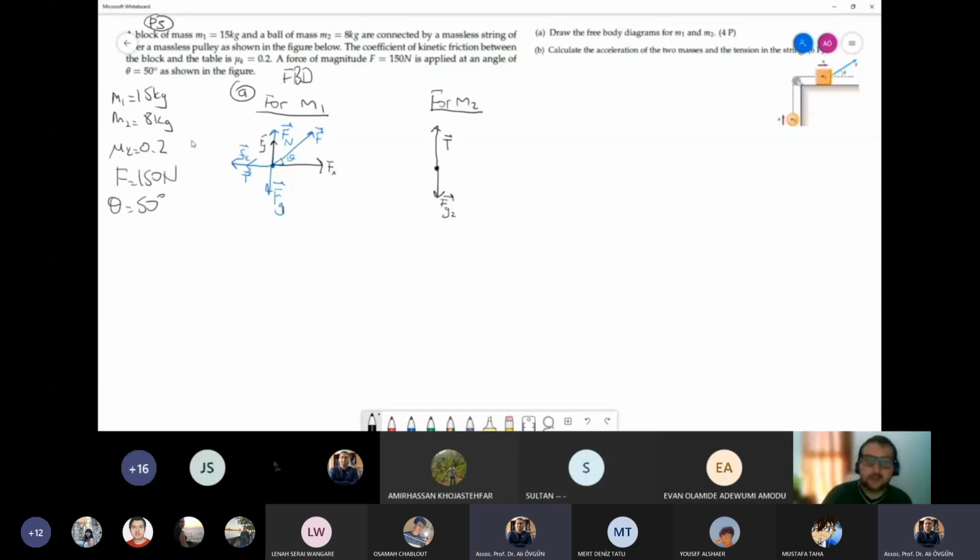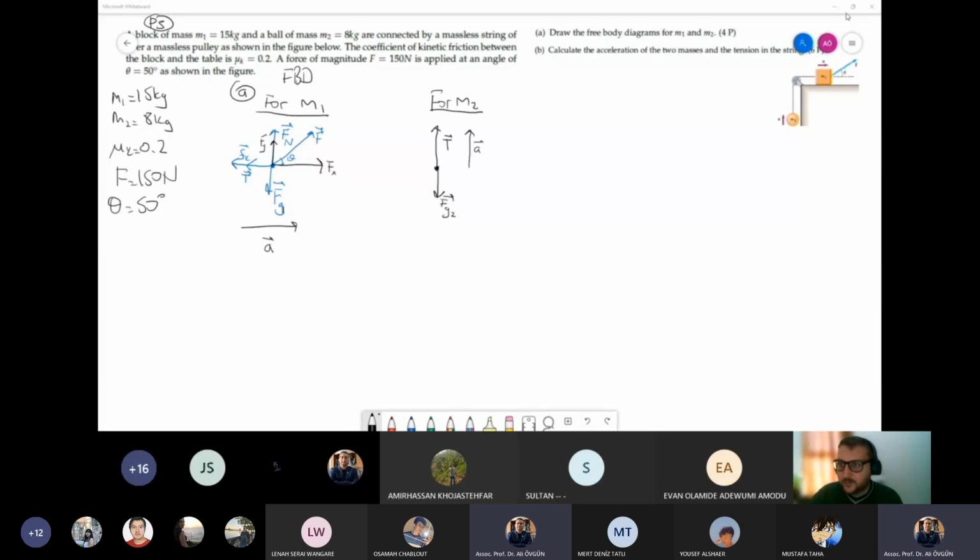And you must also show the direction of the acceleration. For this one, acceleration is upward, but for the M1, acceleration is to the right. After you draw the free body diagrams, now we can solve the problem. So how can you solve it? To solve this problem, you must write Newton's equations. What are they? Yes, you must be careful and then write the Newton's equations.